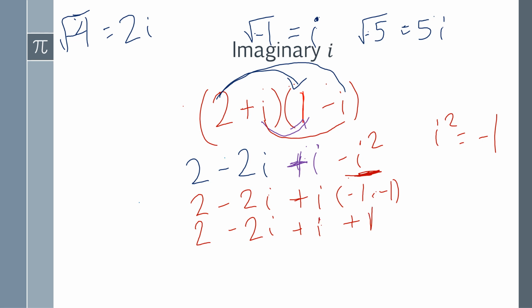Remember, constants first. 2 plus 1 is 3. Okay? Negative 2i plus i is negative i. And that's how you solve that kind of problem. And yes, this is something you will see on the ACT, or for those who already took me before, I have seen it on the ACT.